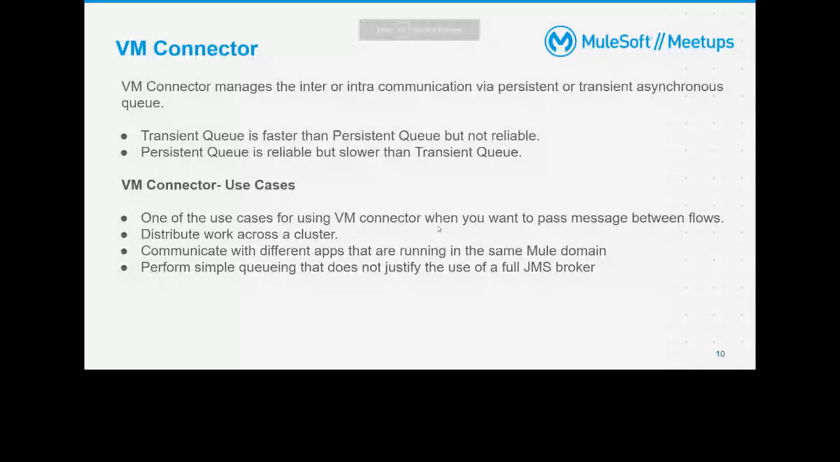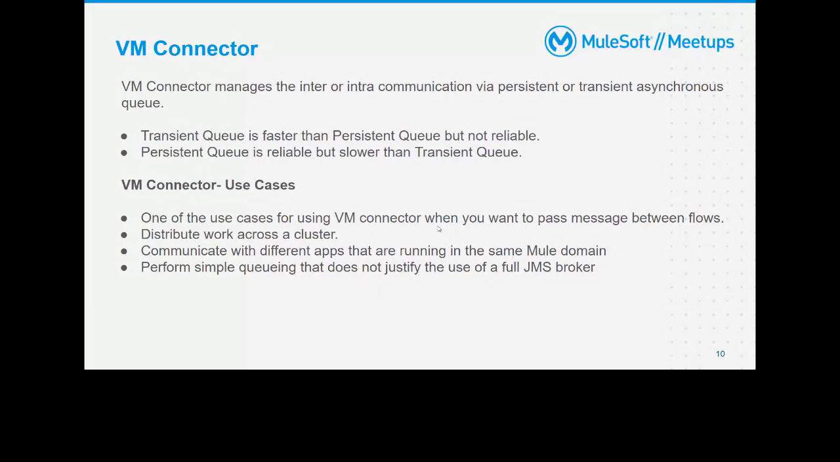So basically, we will talk about the VM connector till our application gets started. The VM connector manages inter or intra application communication via persistent or transient asynchronous queues. It is very useful when you want to do inter or intra application communication. That is also possible with the VM connector. It provides two kinds of functionality: one is the transient queue, one is the persistent queue.